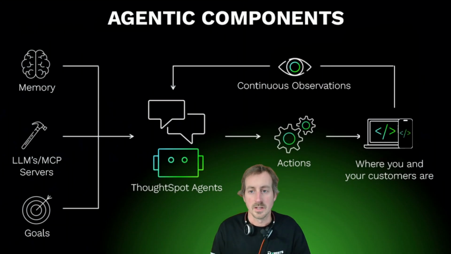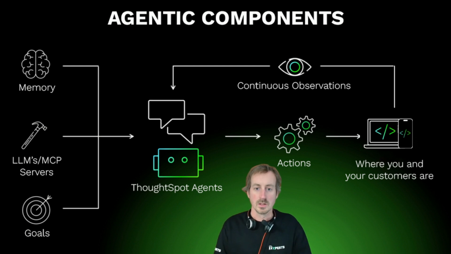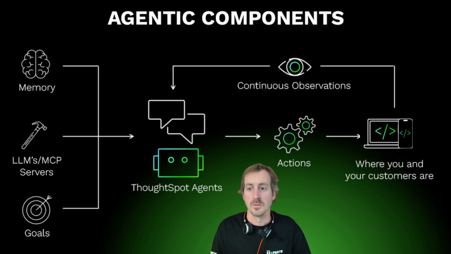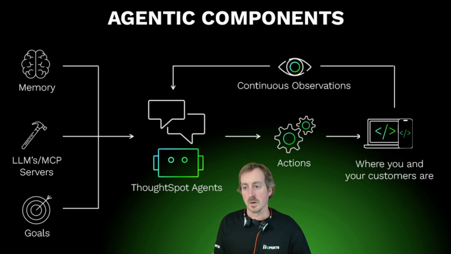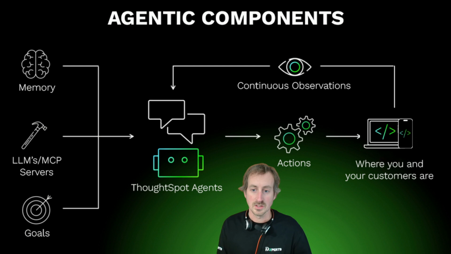So you can see in this architecture diagram, on the left we've got the elements that are inputting to this process. So we've got the memory, we've got LLMs and MCP servers, and we have goals or target files. These are all feeding into ThoughtSpot agents, and in turn these are feeding into actions, and that is going to where you or your customers are. You can see at the top we've got the continuous observations, and what this means is that the interactions that are going to the customer and the interactions coming from the customer are feeding back into the ThoughtSpot agents, and then the cycle repeats itself.